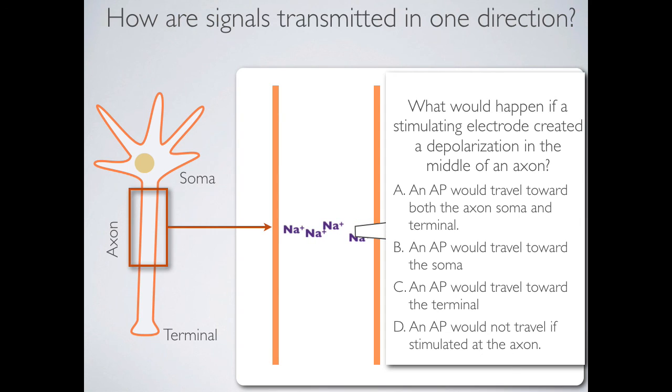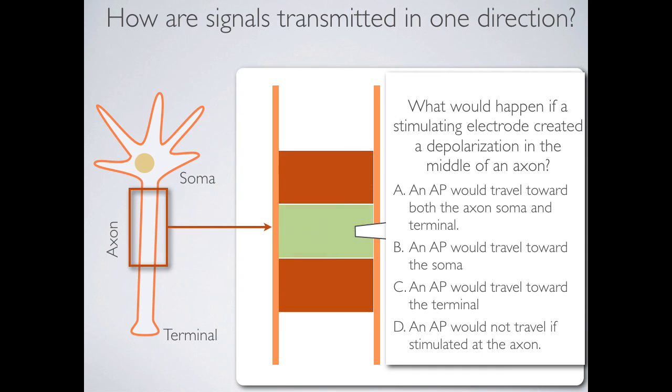So let's consider what would happen. We inject the sodium. It depolarizes the membrane right at that spot, but it's also going to diffuse in both directions. Now, at rest, both adjacent regions can be activated, so the sodium can activate both parts of the membrane.